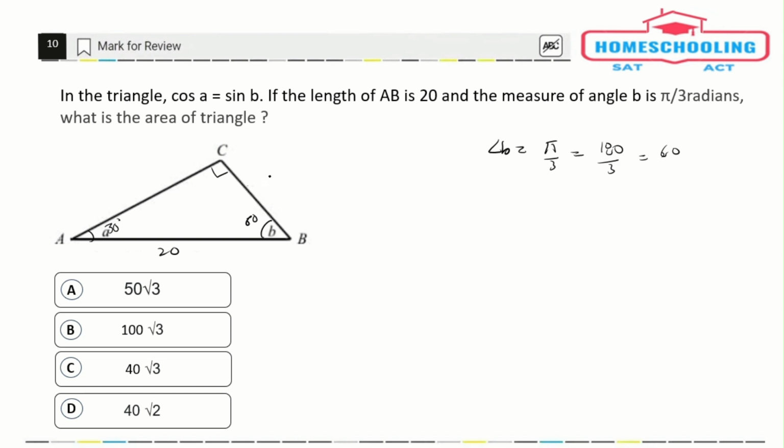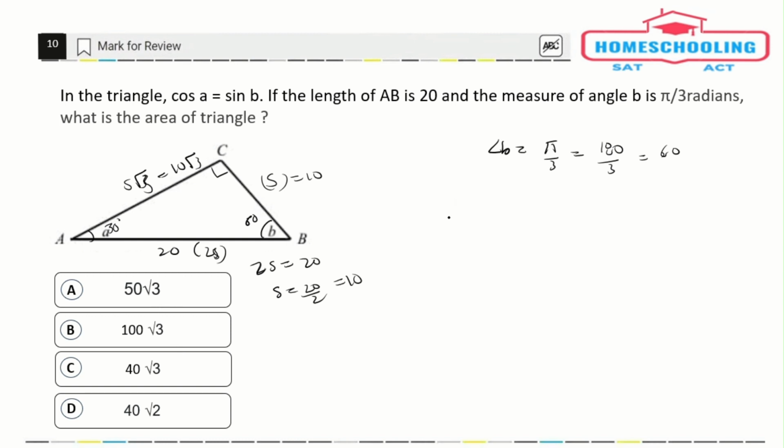So opposite to 30 is how much? S. Opposite to 90 degree is 2S, and opposite to 60 degree is S root 3. So now you can simply find the area. As we know, AB is 20, so 2S is 20, and S would be 20 by 2, that would be 10. So SCB is equal to S, so this one would be 10, and this one would be S root 3, so 10 root 3.